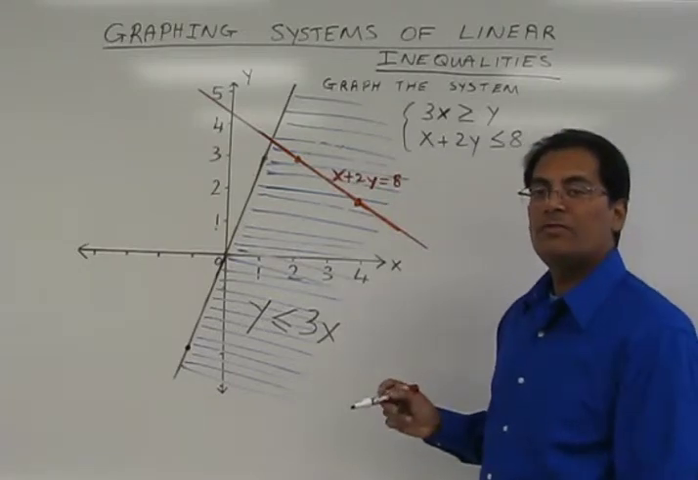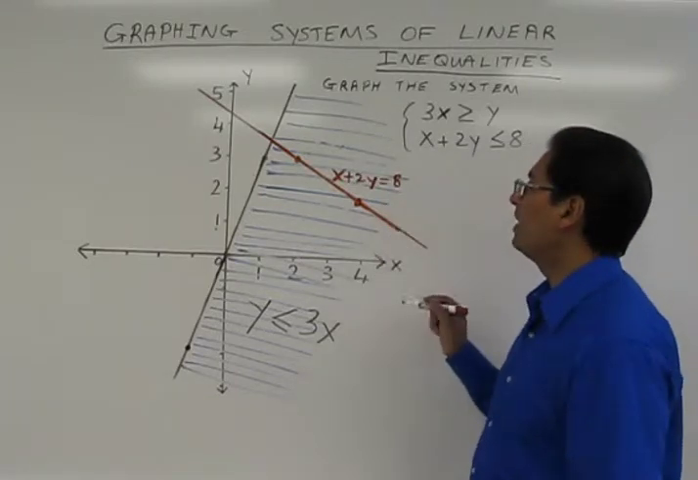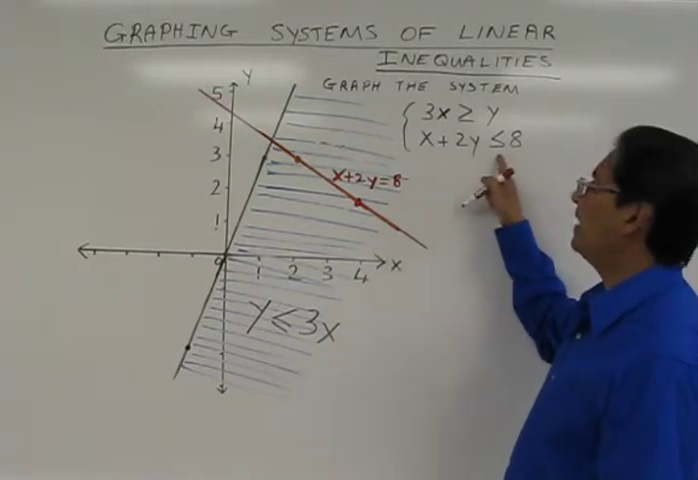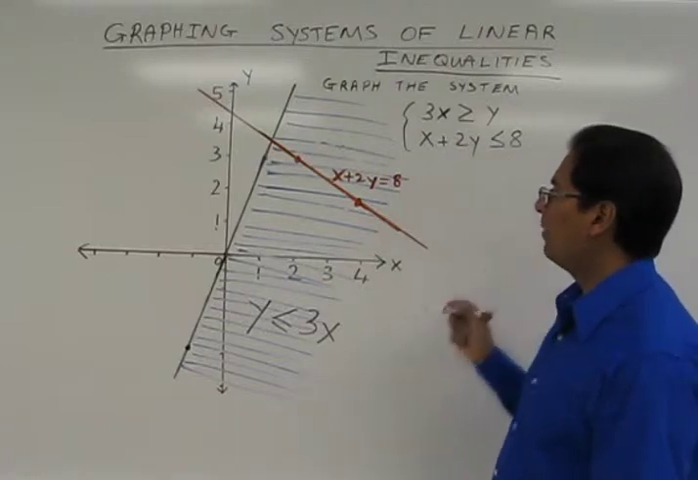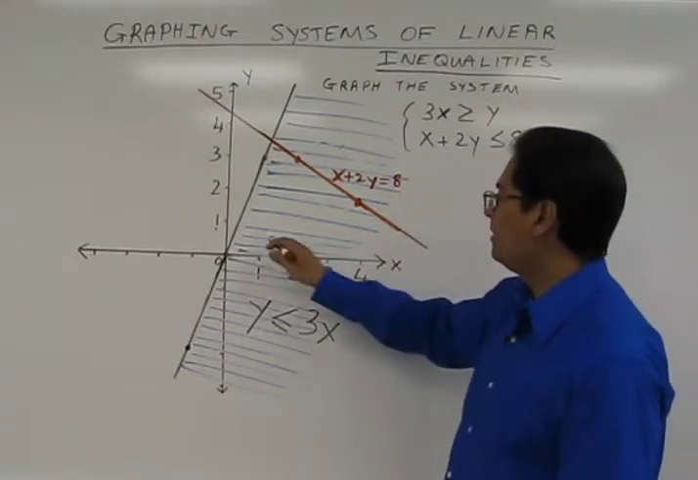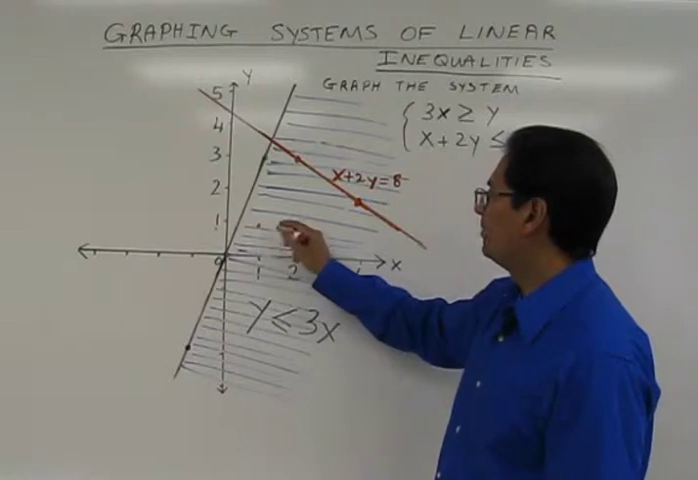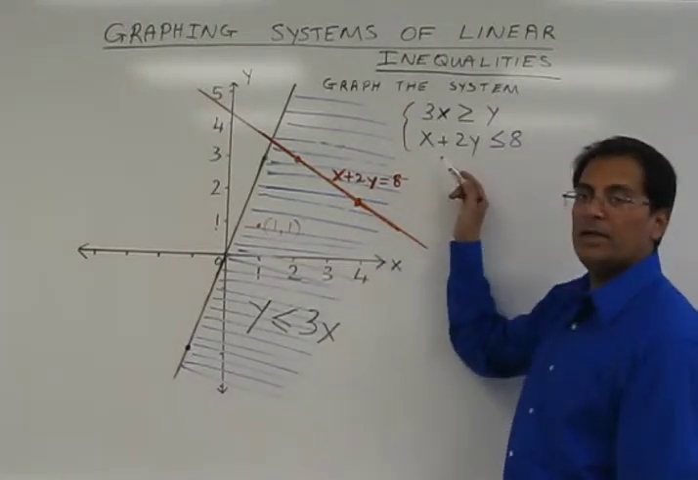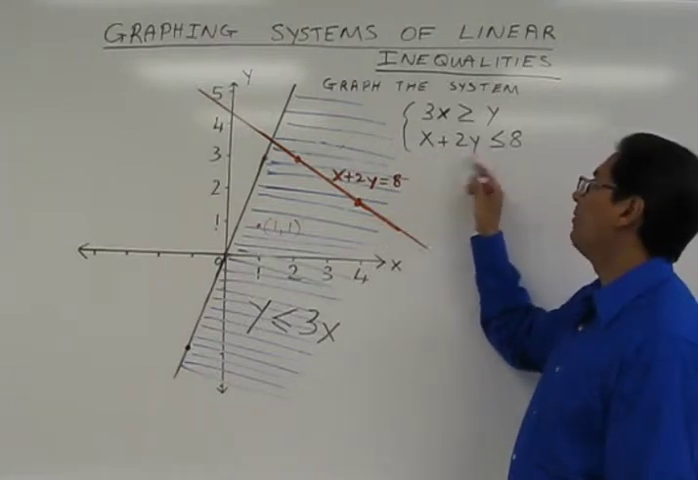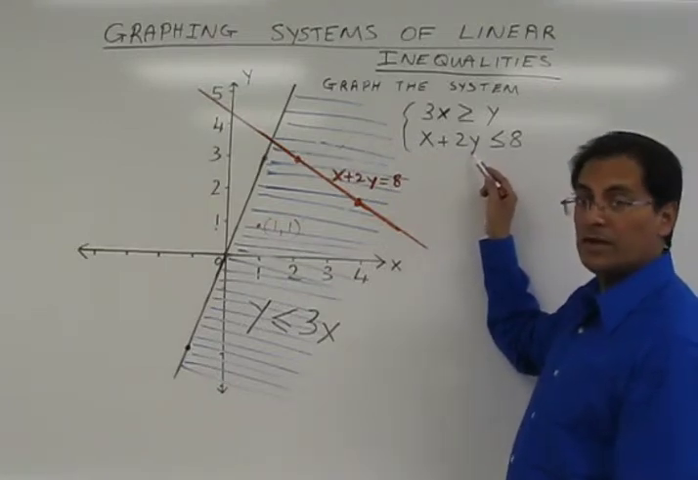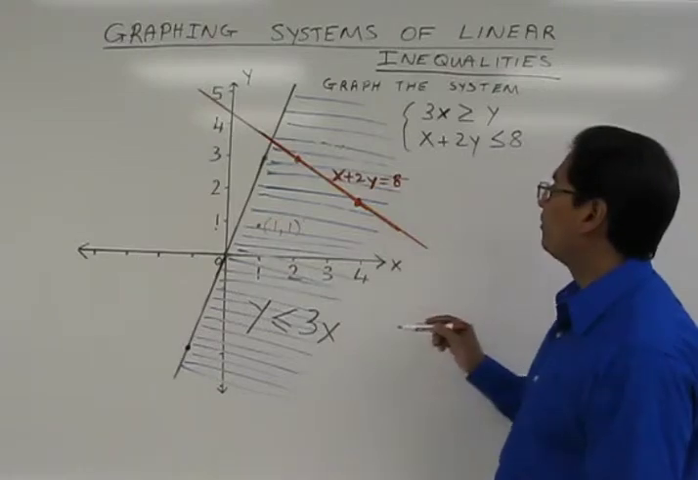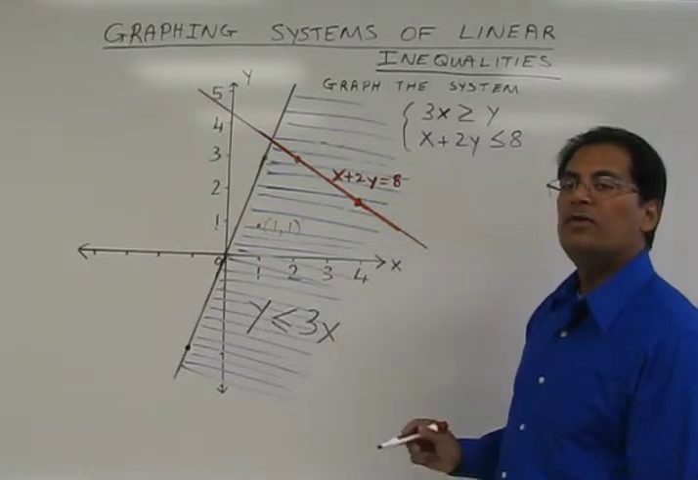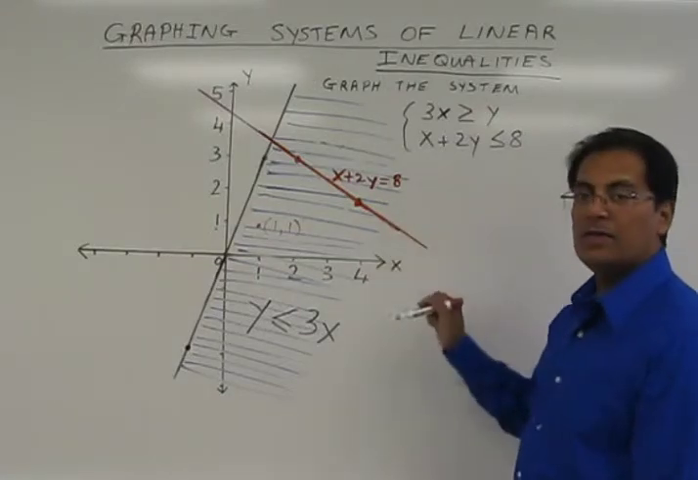But the thing is, now we have to figure out which side of the line do I shade on this brown line. And we remember the inequality is x plus 2y is less than or equal to 8. So let's pick a point. I'll pick a simple point again. Why not pick the point 1, 1? It's on the lower side of that brown line. If I plug it in here, 1 plus 2 times 1, 1 plus 2, that's 3. That's less than 8. So we can see that the lower side of the line is what we want. So we shade the lower side of this brown line like this.